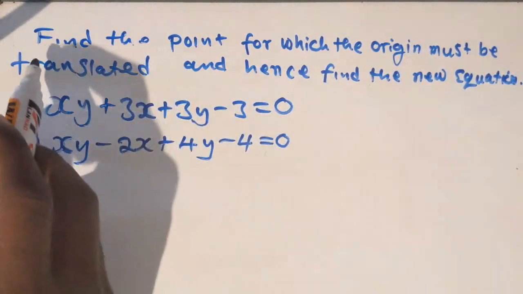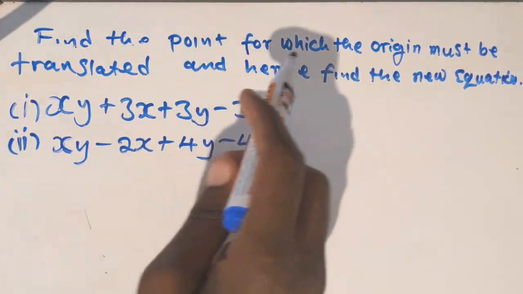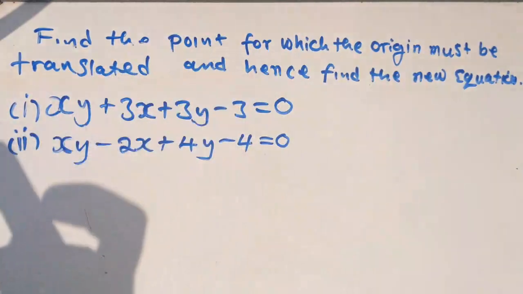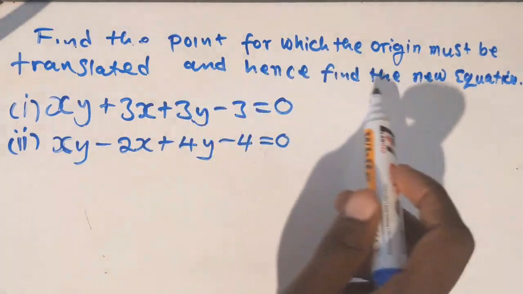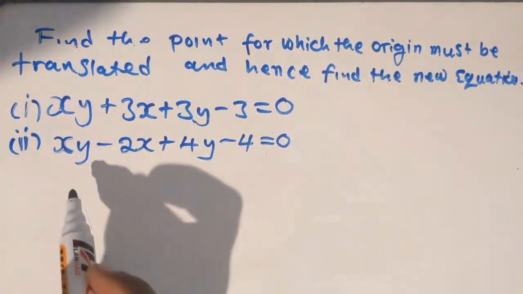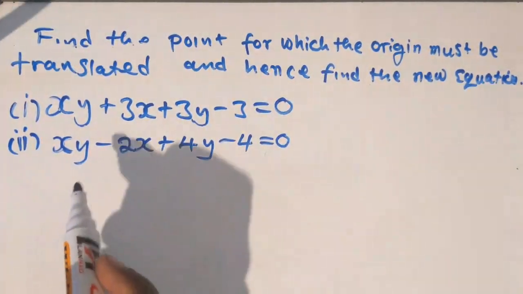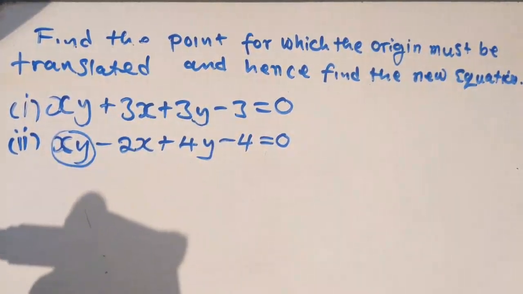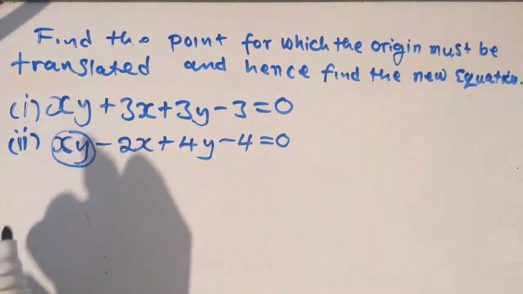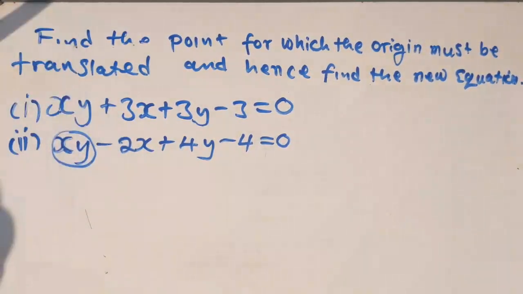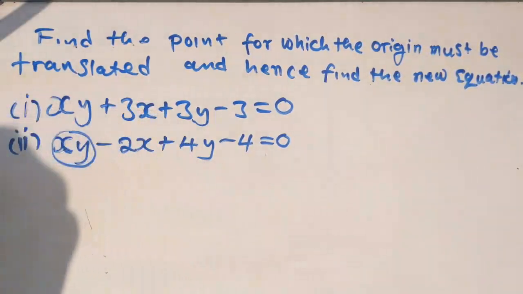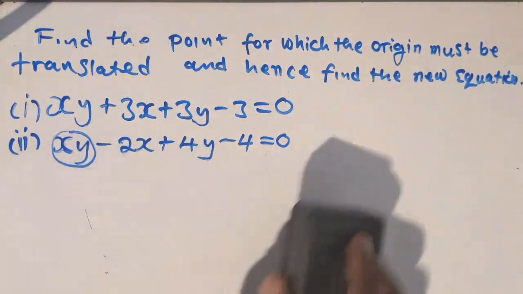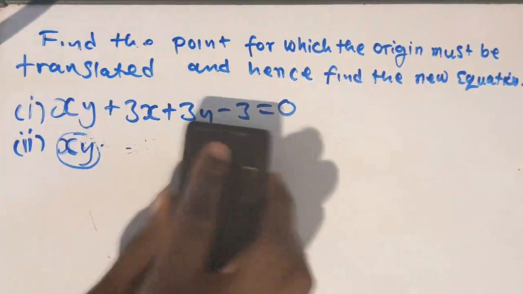So here is a question saying: find the point to which the origin must be translated, and hence find the new equation. This can't work with the completing the square method simply because there is this term here, xy, like that. So when you just see this, you are supposed to use the formula that I'm going to use. Let me wrap question 2, then we solve question 1, and we'll come back to question 2.